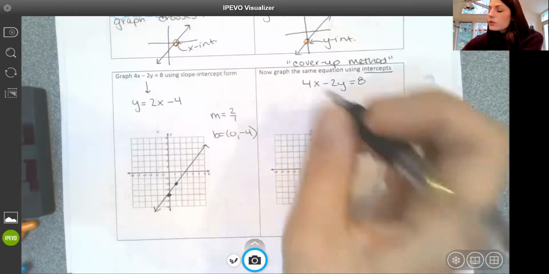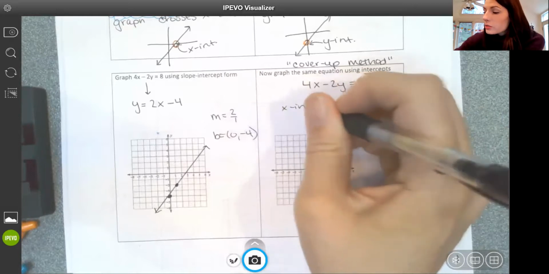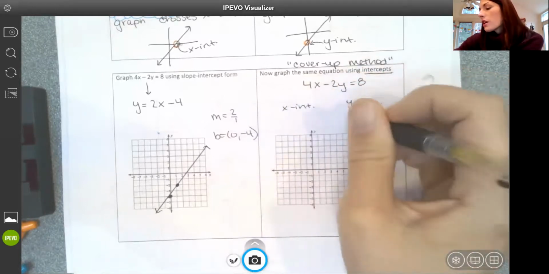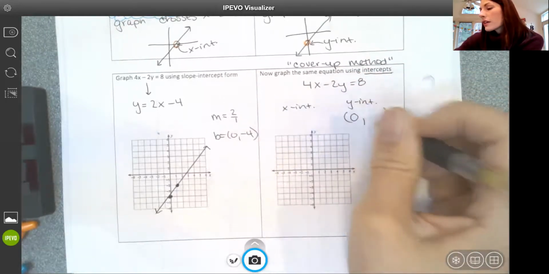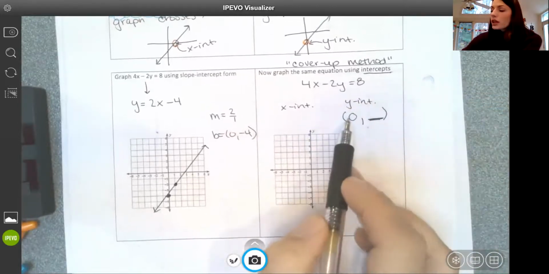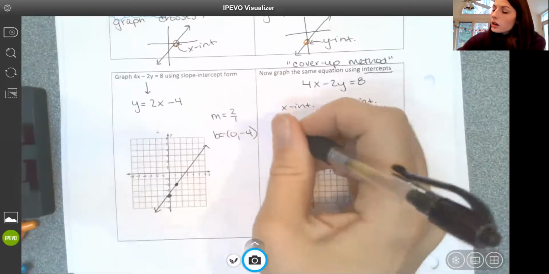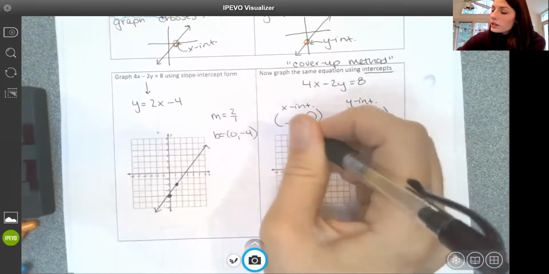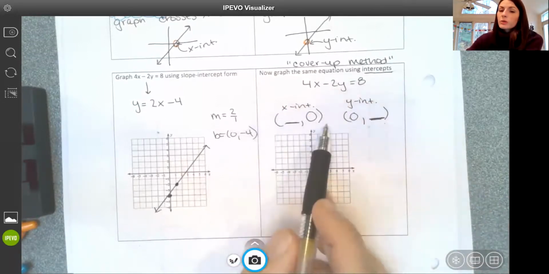So we have two intercepts. We have our x-intercept and we have our y-intercept. Our y-intercept we know is when x is 0. We're going to find a value when x is 0, what is y? Our x-intercept is when y is 0. We're going to say, well, what's x when y is 0?